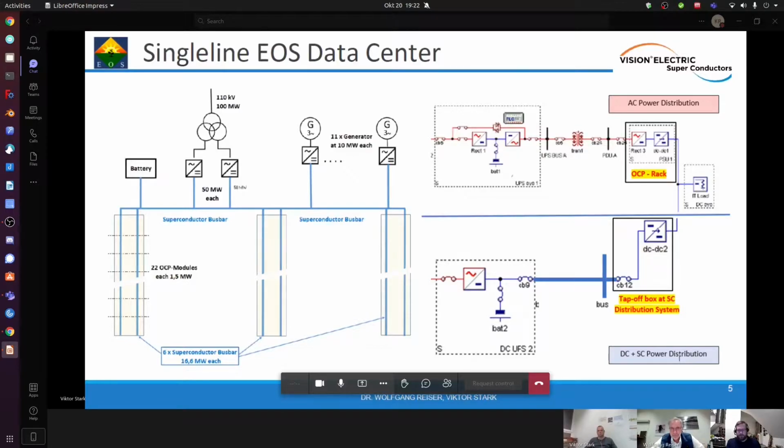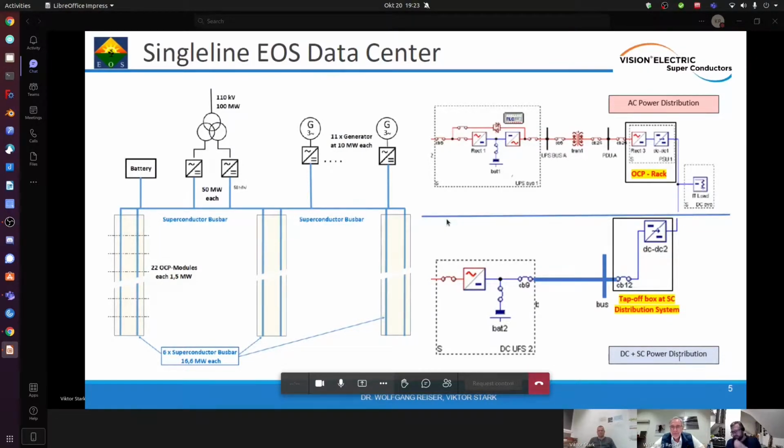Great. Okay, let's come to this. This is actually now the single line, the stuff that we developed together, showing the concept of our specific OCP 100 megawatt EOS data center. Please, Wolfgang, walk us through the single line and also through the comparison of the AC power distribution and the superconductive DC power distribution, because you can already see in the picture this is quite a reduction.